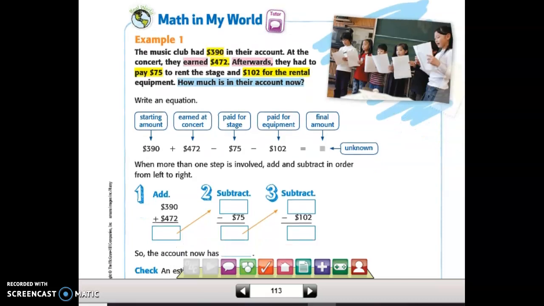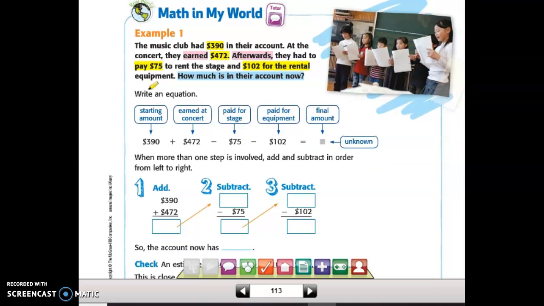That's our plan. They wrote an equation, starting amount $390. They earned $472. Earned tells me they got more, so that means I have to add. And then after that, the next step is they paid $75, so subtract $75 from that amount. And then they had to pay $102, so since they paid, we need to subtract that.